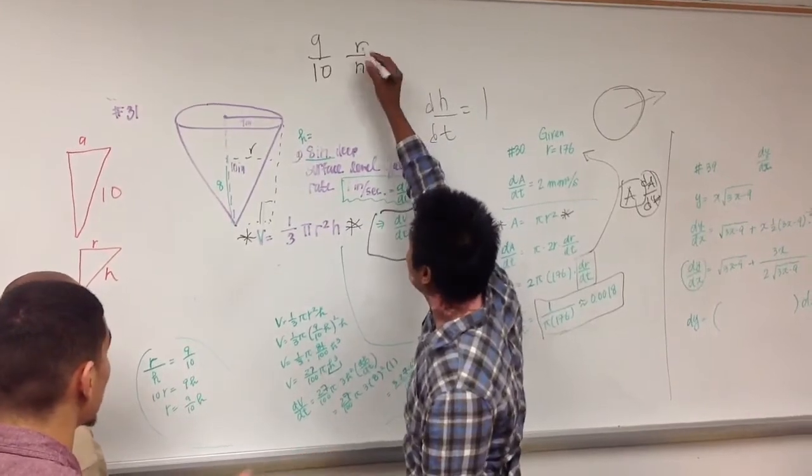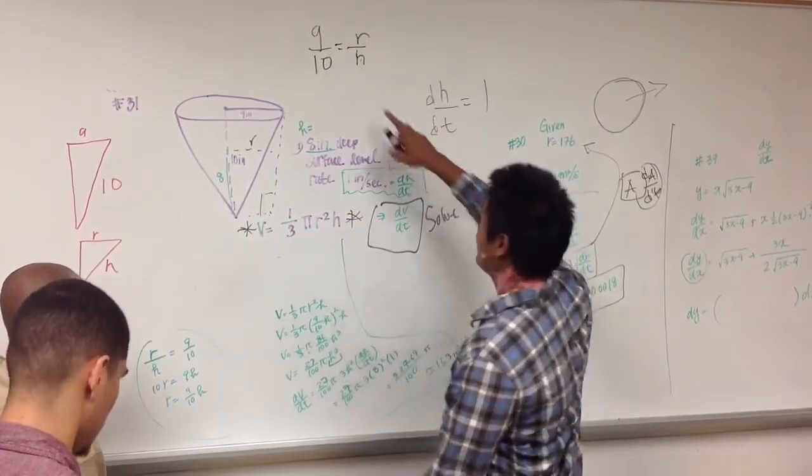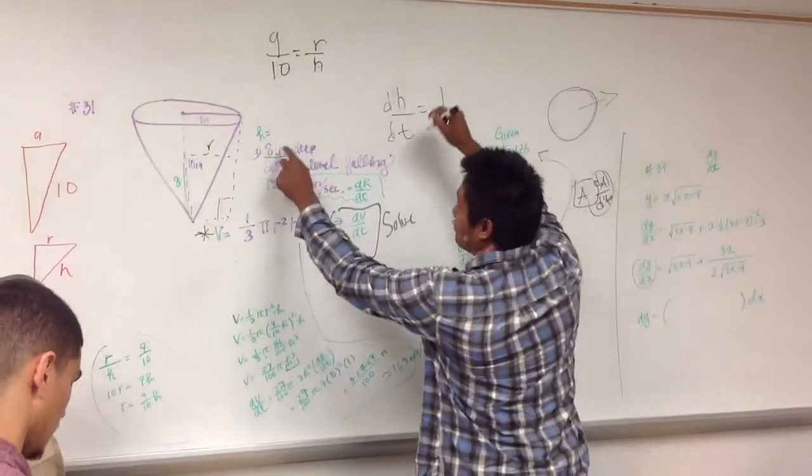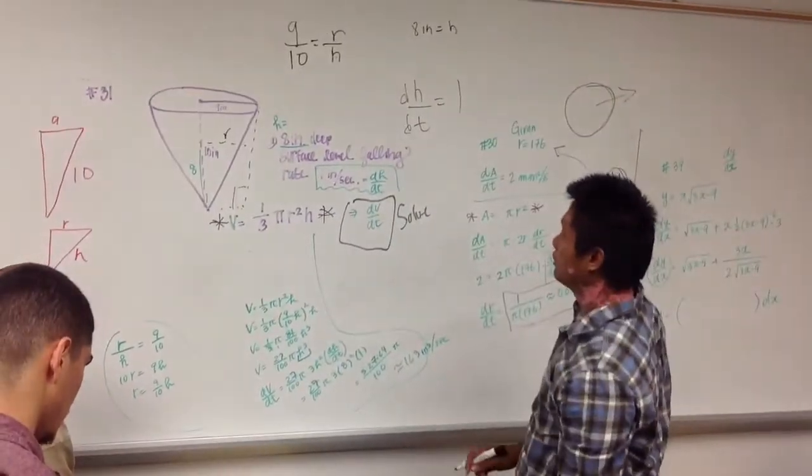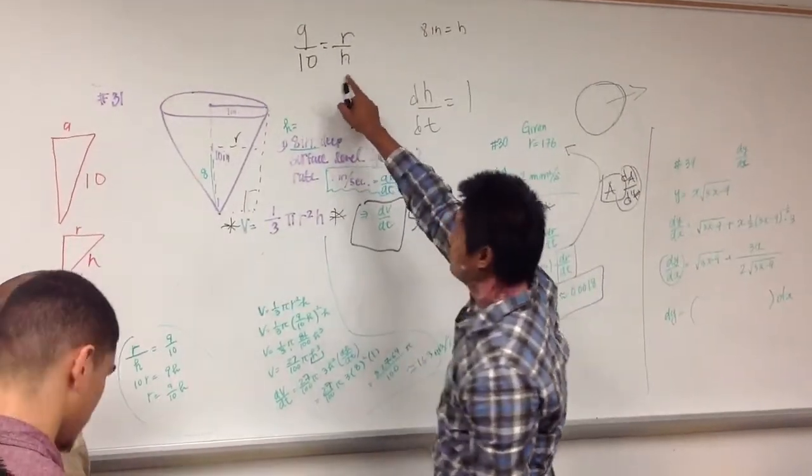Well, that's a right way to do it. Okay, this is the same thing. H is 8 inches. This is the same thing. But so we solve for r, which is down here.